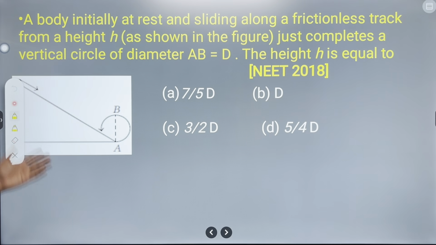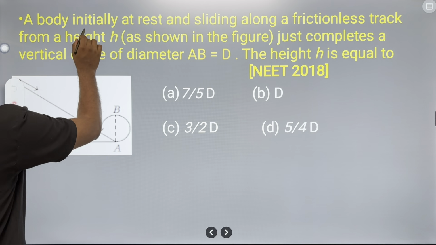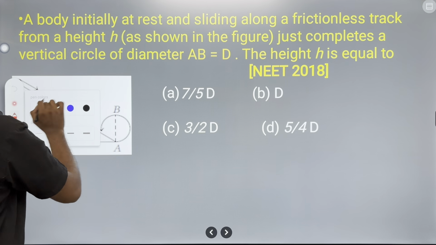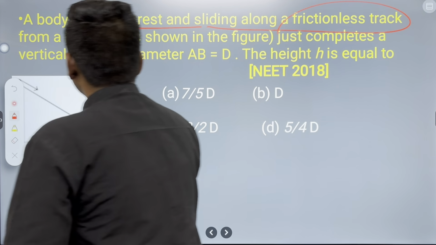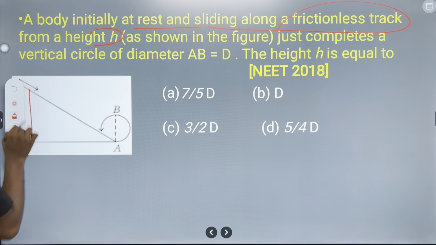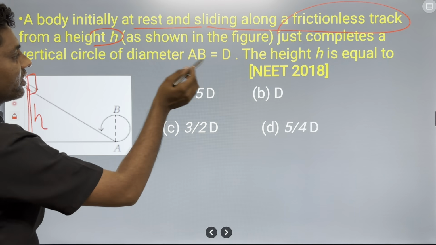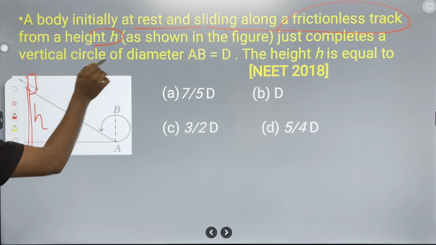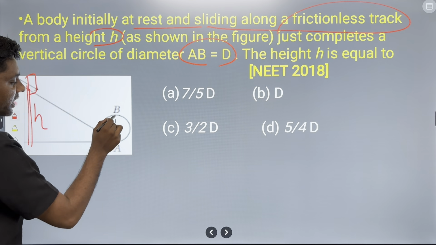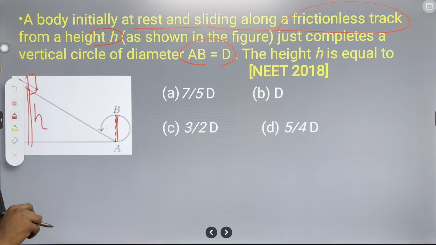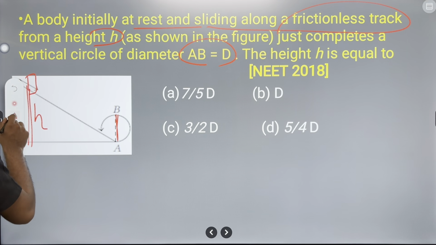नेक्स्ट एग्जांपल, सेम सिमिलर डायग्राम है जो हमने प्रीवियसली देखा. A body initially at rest and then sliding along the frictionless track from a height h. Again this is the height is given. यहाँ पे एक ब्लॉक है उसका height h is given as shown in the figure. Just complete the vertical circle of diameter AB equal to AD. Vertical circle complete करेगा, उसका diameter AB equal to D is given. The height h is equal to. So a similar question इसको वैसे ही solve करना है.